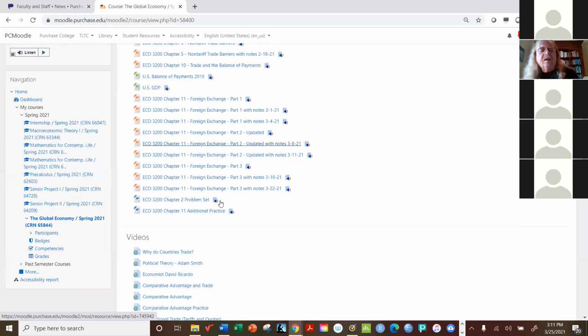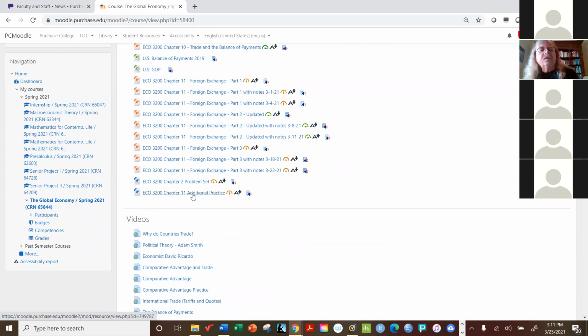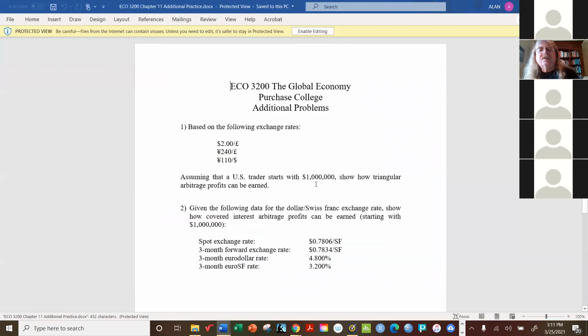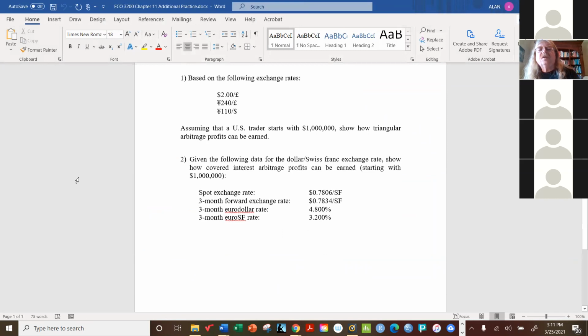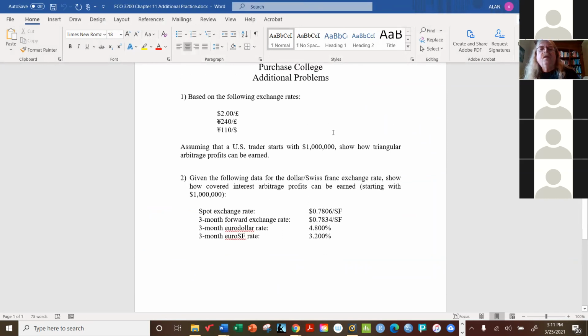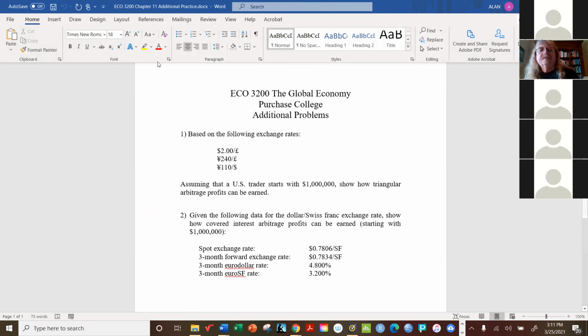Right at the very bottom here, I put in what I'm calling my additional practice problems. This is going to be an opportunity to get some more practice doing both of these two types of arbitrage, triangular and covered interest arbitrage. So why don't we take a look at this first one?